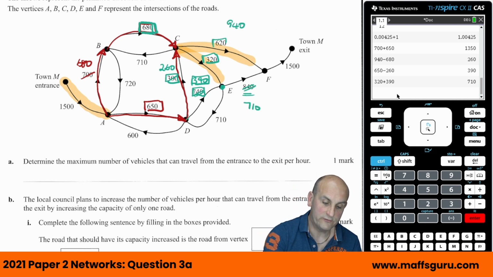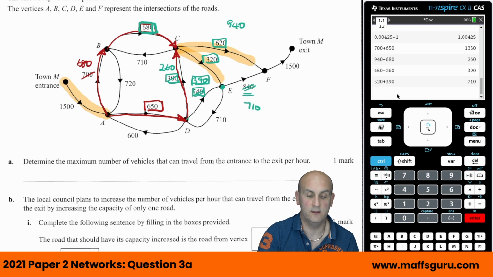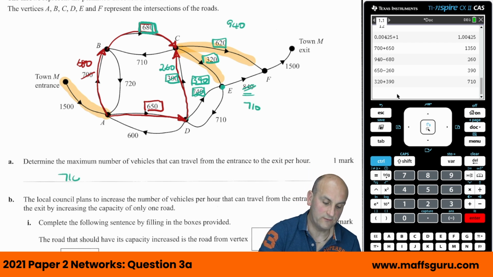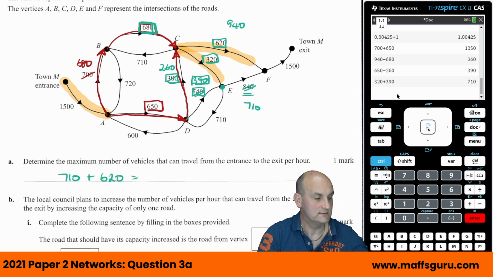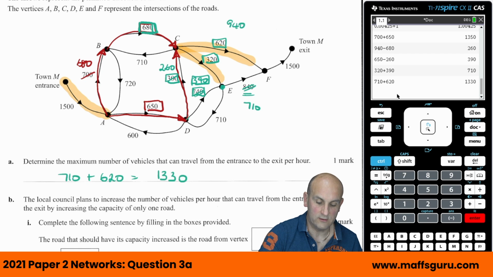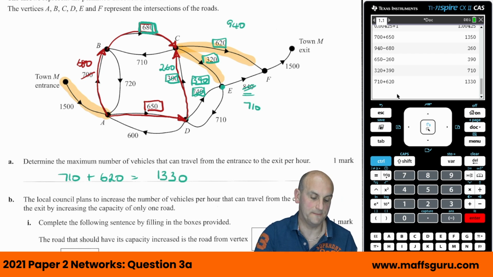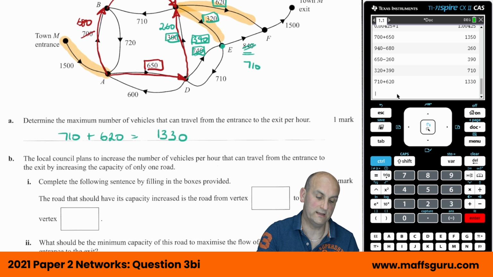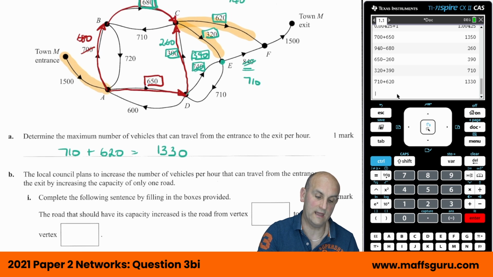I already know 620 are going to move along there. So when I add together the 710 and the 620, I get 710 plus 620 gives me 1,330 cars. Ka-ching. The local council plans to increase the number of vehicles per hour that can travel from the entrance to the exit by increasing the capacity of one road and one road only. Complete the following sentence by filling in the box.